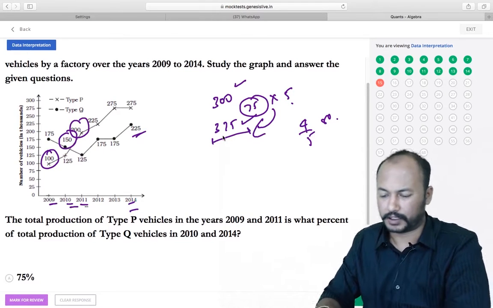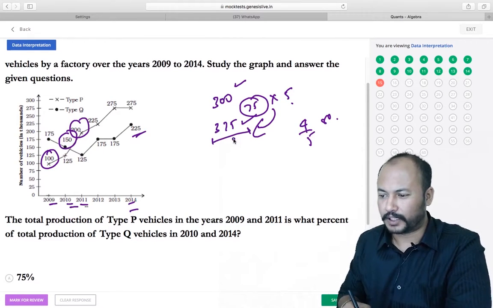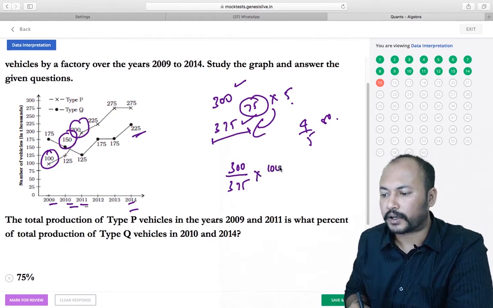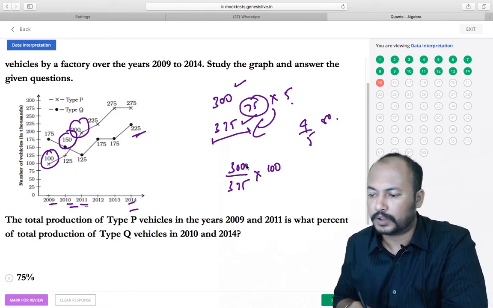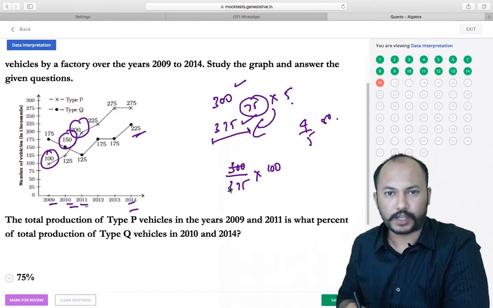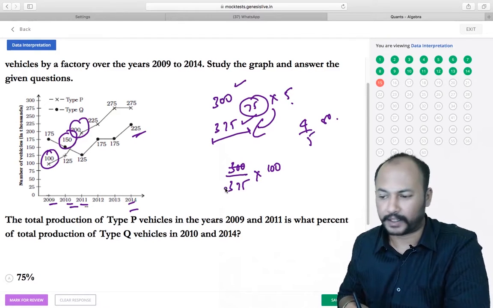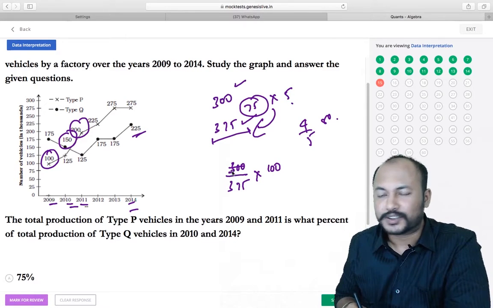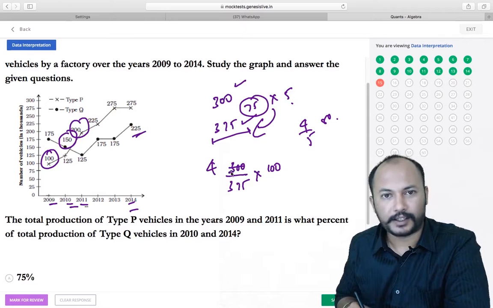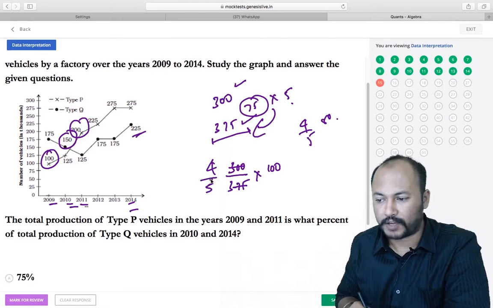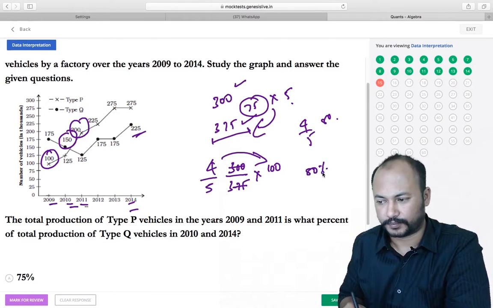Anyways, leave that. No problem. It's a little complicated. I'll go with the direct method for you. 300 divided by 375 into 100. You can directly use 75, this is how you must be doing it by now, or you can even go with 25 if 75 seems to be difficult, but try going with 75. So 300 is 4 times 75, and 300 plus 75 is 5 times, right? 4 by 5 of 100 is 80%. Okay.